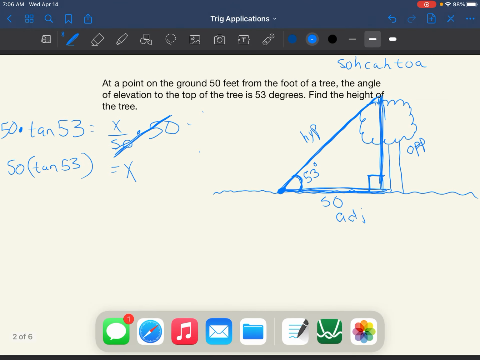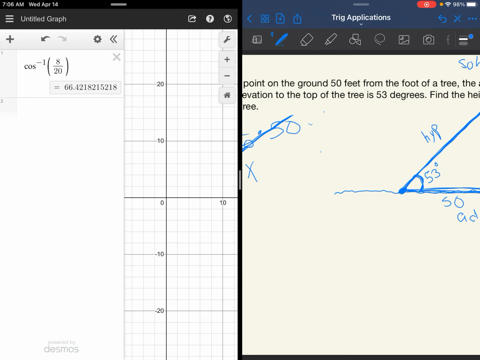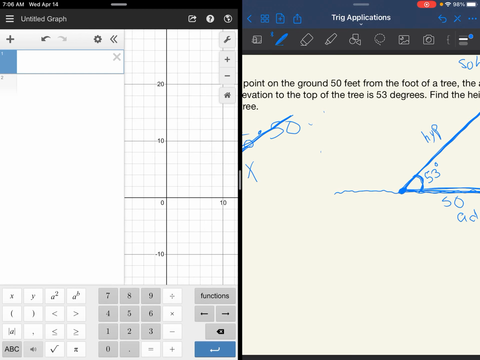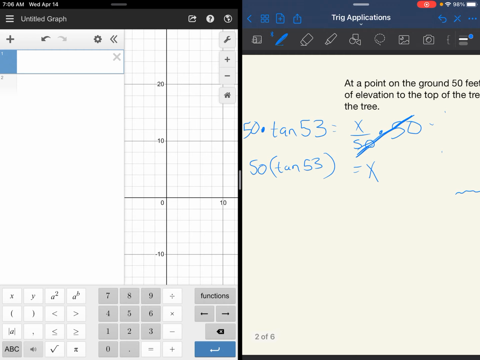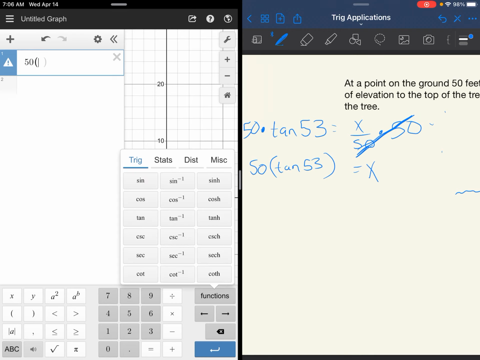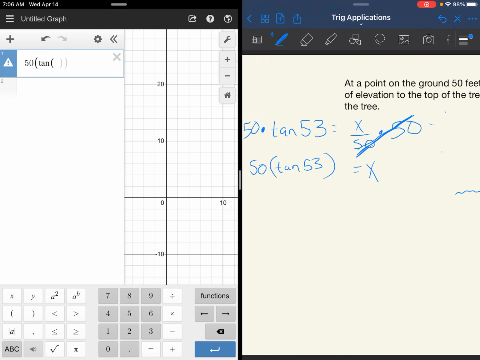I'm going to go ahead and pull up Desmos again. Now this time I don't have to check that wrench because, like I said, you only have to do it once to make sure it's on degrees. I'm going to go ahead and type that in there. Let's see what it was. 50, parentheses, go to my functions, find tangent, 53, and parentheses.